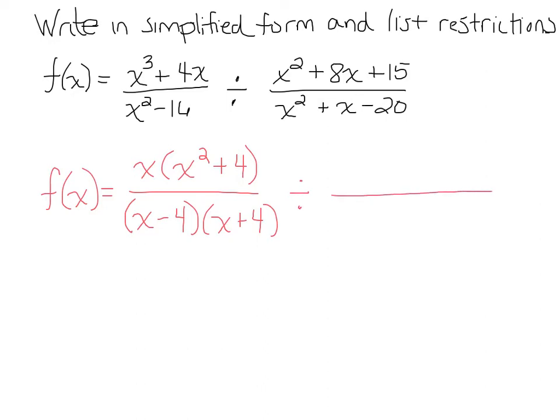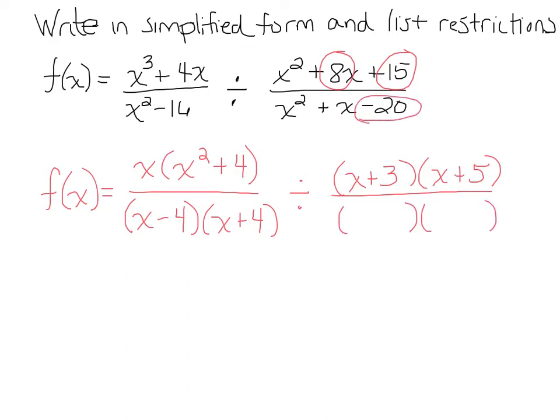Each of these trinomials we'll be able to factor. For the top one, I need two numbers that multiply to give me 15, but add up to give me 8. This is going to be a positive 3 and a positive 5. In the bottom, I need two numbers that multiply together to give me negative 20, but add up to give me positive 1. This is going to be a positive 5 and a negative 4.